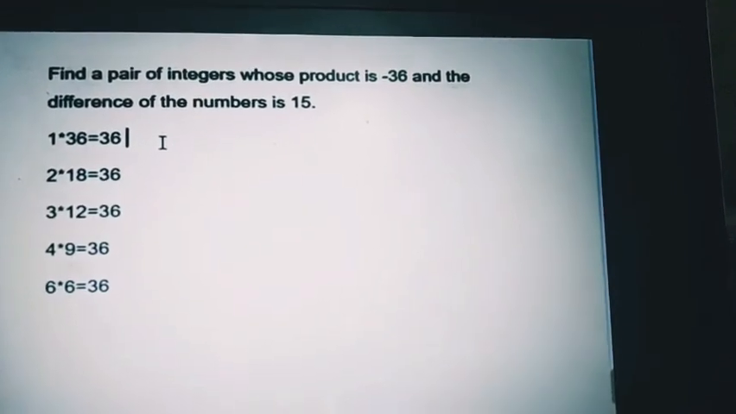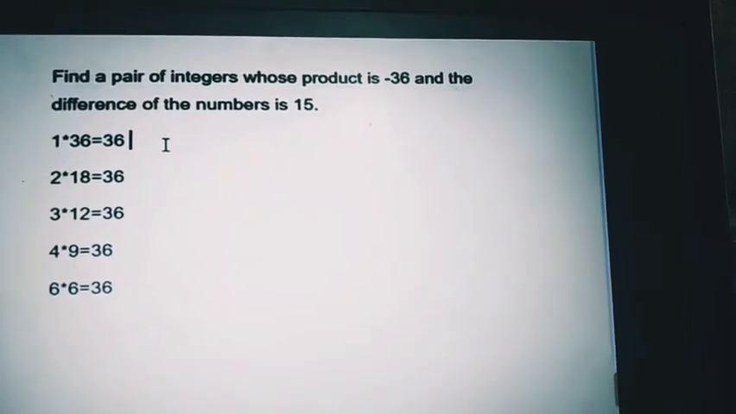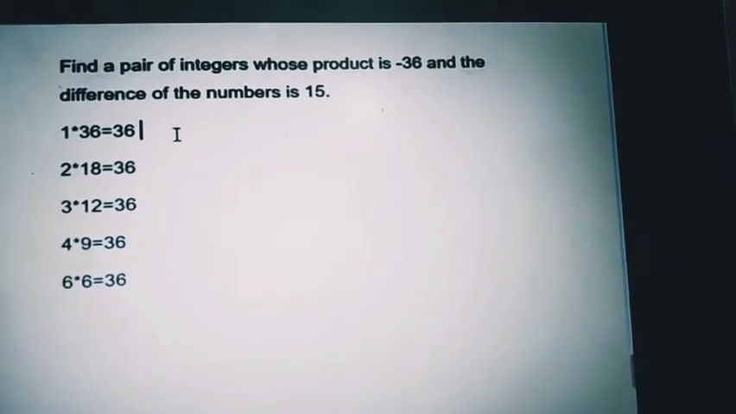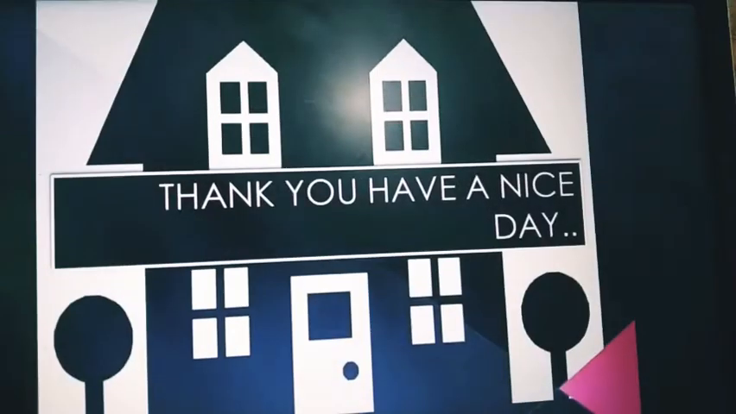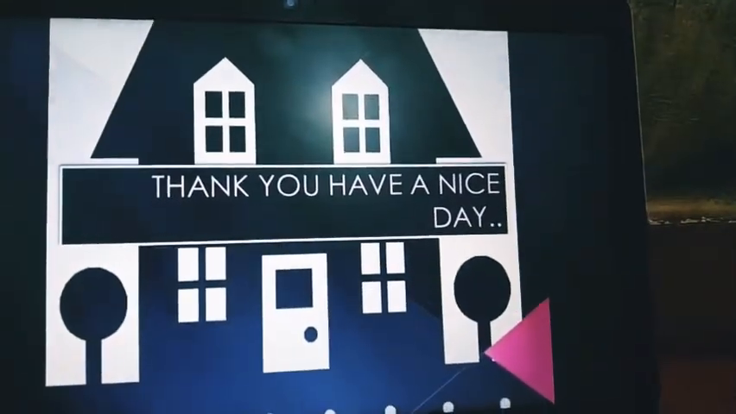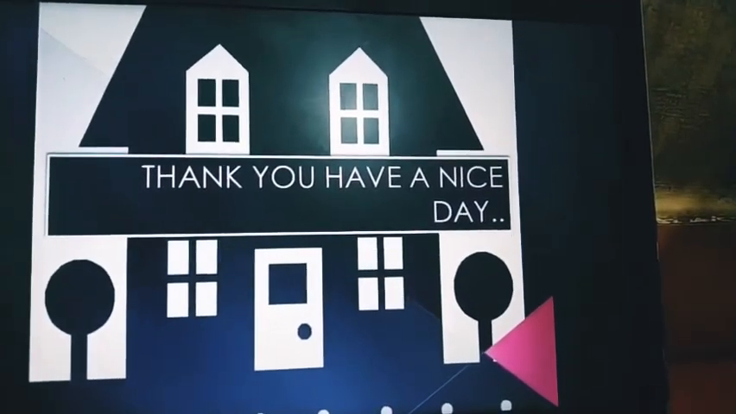So these are the possible answers for the first practice question. In this, please try to find in which case you get the difference of the numbers as 15. So complete this. We will see. I'll give you the answers for the questions in the next video.